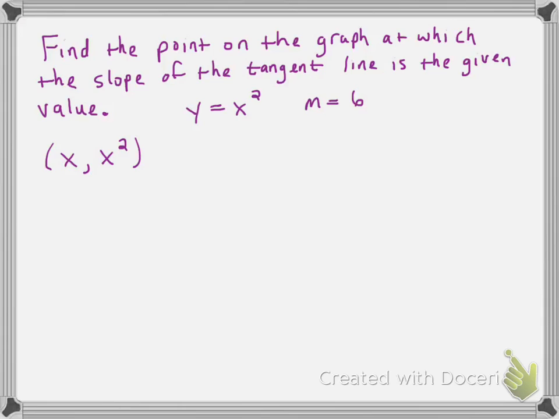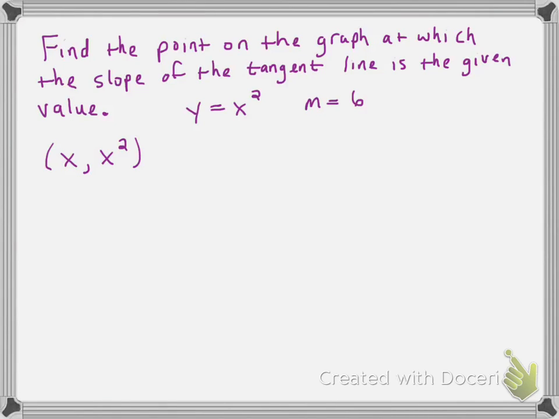Now, the original point is going to be some sort of x value, which means my y value is found by taking my x value and squaring it. That's what my function says. To find y, take your x value and square it: x squared. Now, the other part is we're going to have to find a second point.